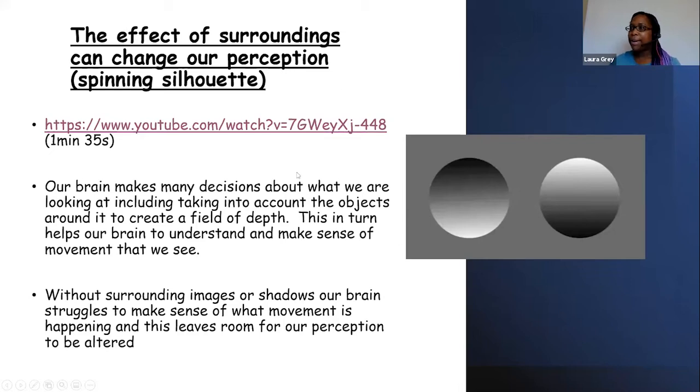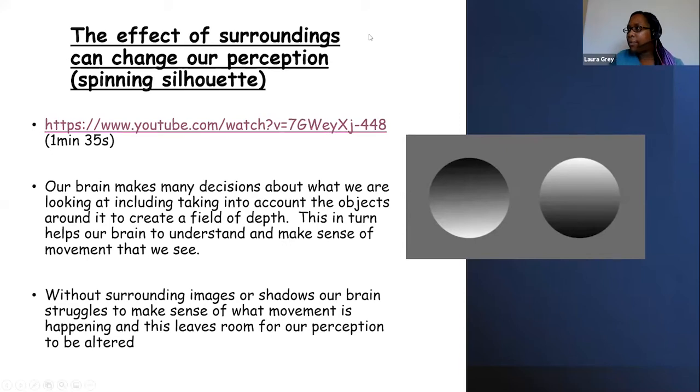So it says our brain makes many decisions about what we are looking at, including taking into account the objects around it to create a field of depth. So that's the things that are in the distance of what you're looking at and the things that are in the foreground, so closer to you. And this in turn helps our brain to understand and make sense of movement that we see. Without surroundings, images or shadows our brain can struggle to make sense of what movement is happening. And this leaves room for our perception to be altered.